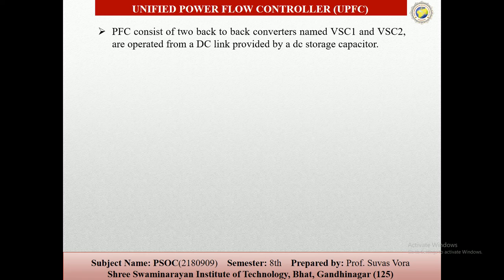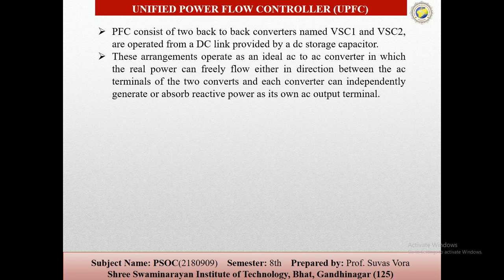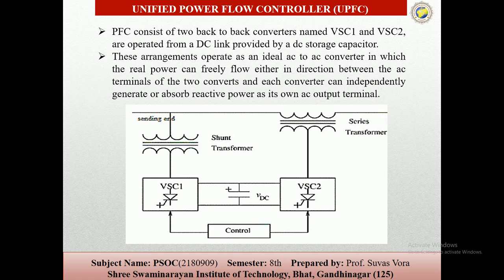As the name already says, VSC1 and VSC2 are operated from the DC link provided by the DC storage capacitors. So the arrangement operates as an ideal AC to AC converter in which the real power can flow freely in either direction between the AC terminals of the two converters, and each converter can independently generate or absorb the reactive power at its AC output terminals. So these are the systems.